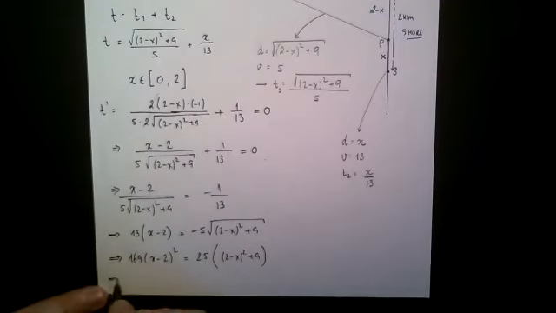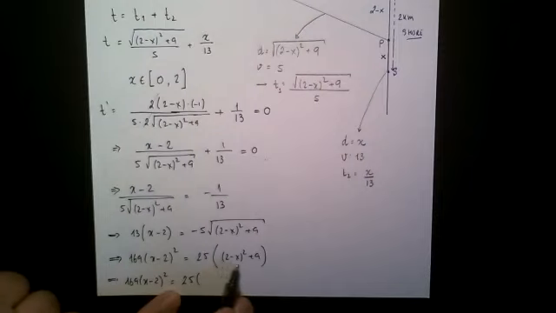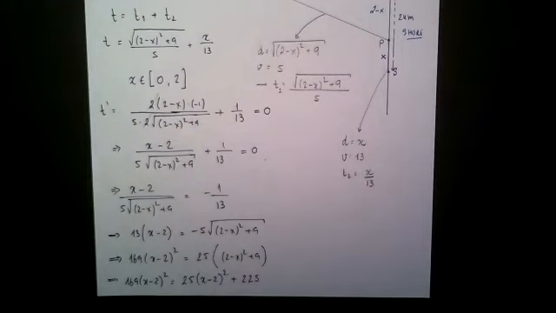Okay, so 169 (x - 2)² equals 25 times, well, (x - 2)² and (2 - x)² is the same thing, right? Because it's squared anyway, so the sign doesn't change anything. So same thing, plus 9 times 25 is 175. No, it's 225, sorry. Questions?